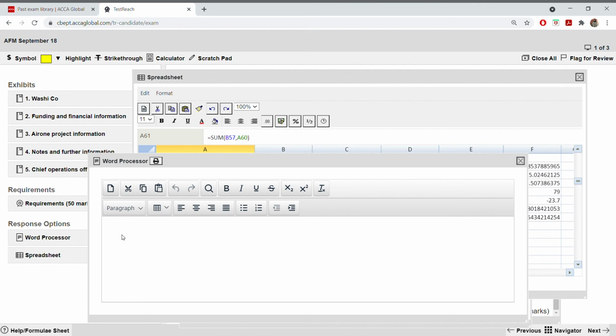Your introduction would be: this report evaluates whether or not Vashi should invest in the AR1 project and the amount of debt finance required to fund the project. The evaluation considers both financial and non-financial factors. So when you are writing, first is the report to whom and the introduction.